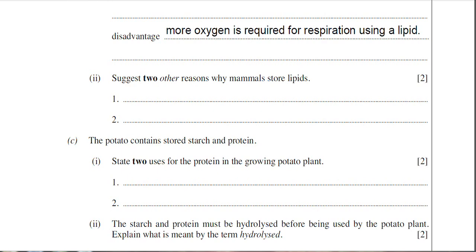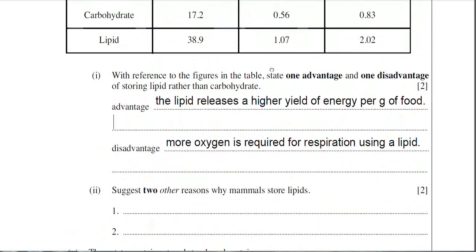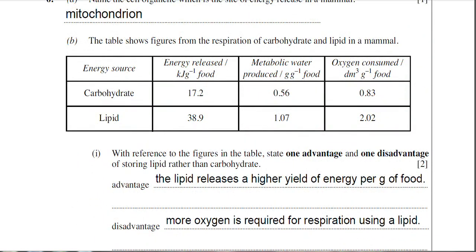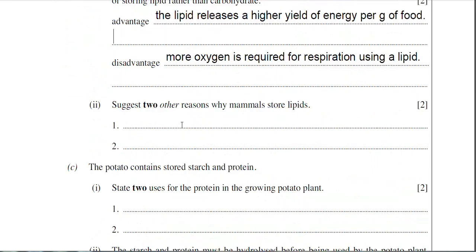Okay, you can have your heat insulation, your electrical insulation. It is actually a better source of metabolic water, of course, because if we go back up to the table, we've got that middle column there about metabolic water. So you could have mentioned that. All right, so it is actually a source of water for mammals.